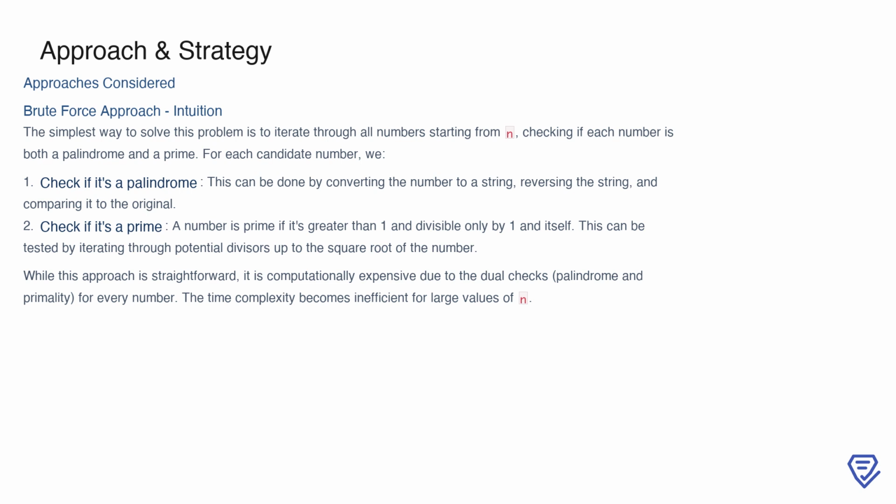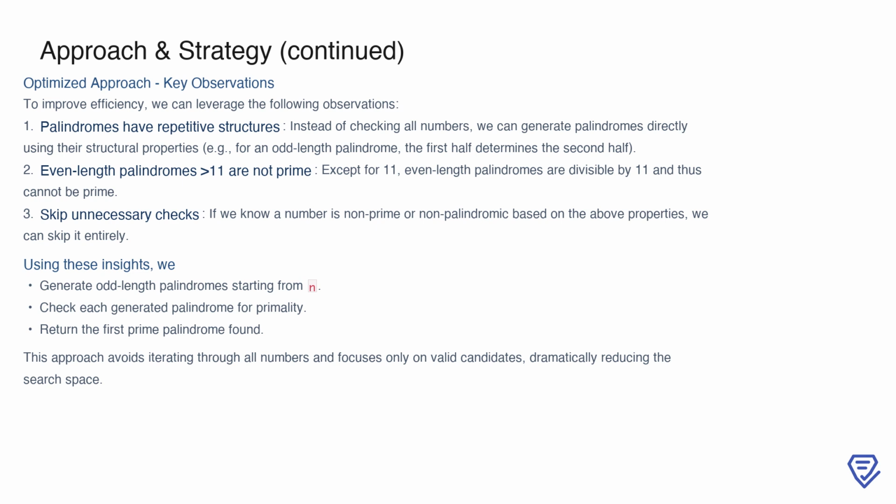While this brute force method is intuitive and easy to understand, it is computationally expensive. The dual checks for palindrome and primality need to be performed for every number, leading to inefficiencies, especially for large values of n. To improve the solution's efficiency, we can use several key observations to optimize our approach. First, palindromes have predictable repetitive structures. Instead of checking every number, we can directly generate palindromes by leveraging this symmetry. For example, in odd-length palindromes, the first half of the digits determines the second half.